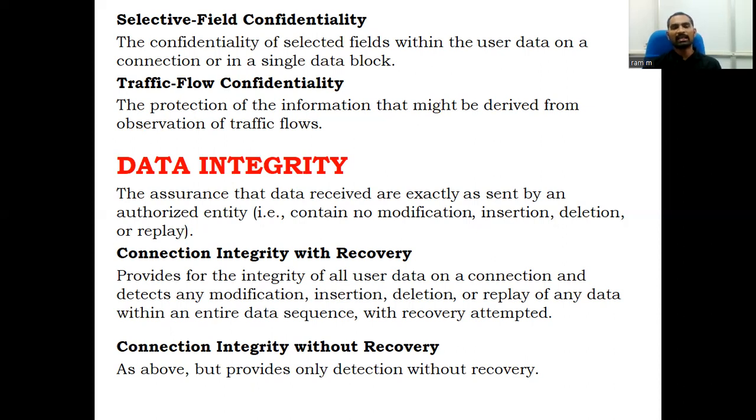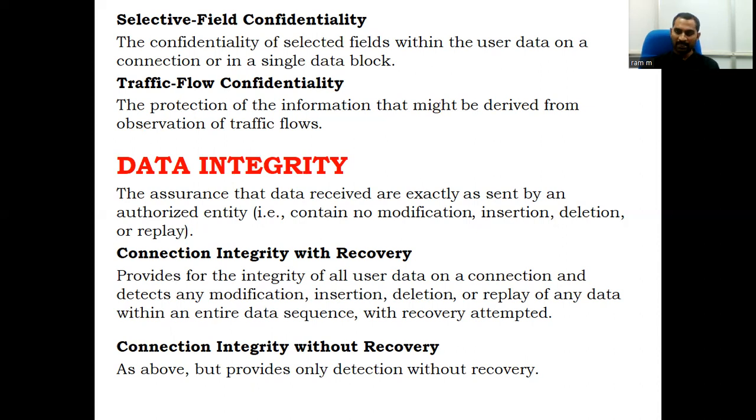To provide this data integrity security service, the first one is connection integrity with recovery, like TCP. Whenever we provide this service, we first detect whether there is any change in the data being transferred from A to B. If so, we provide some recovery mechanism to recover the actual message. That is what is called connection integrity with recovery.